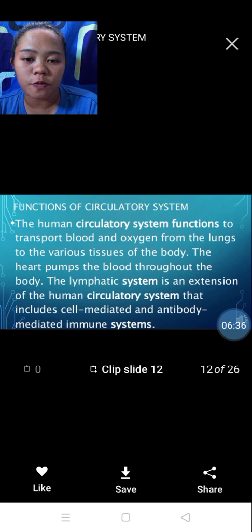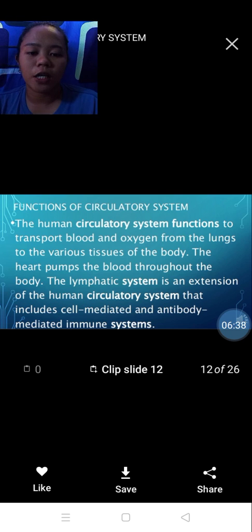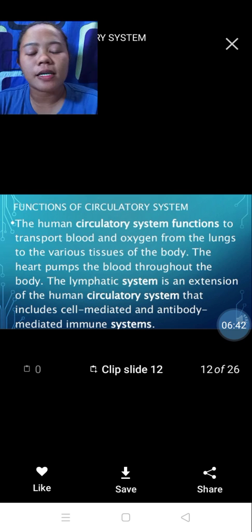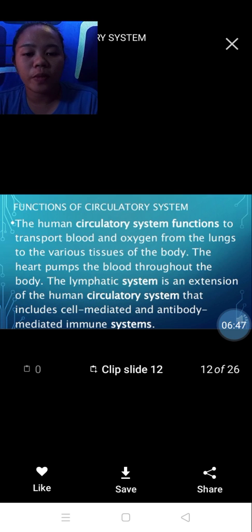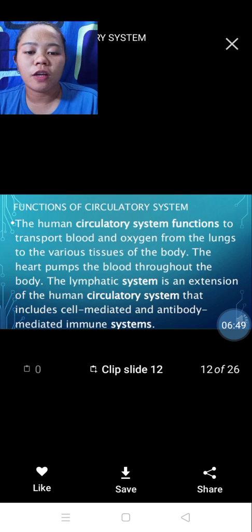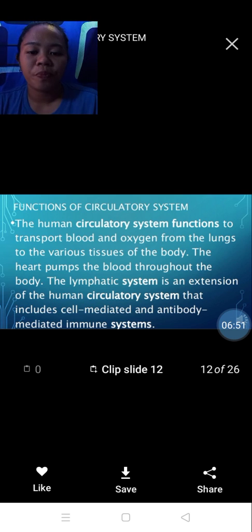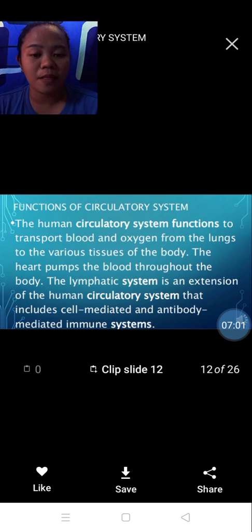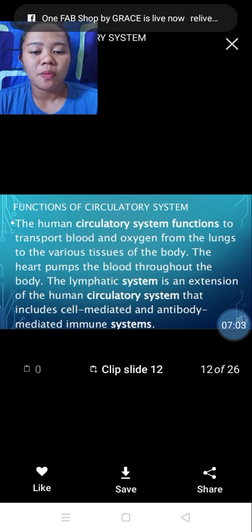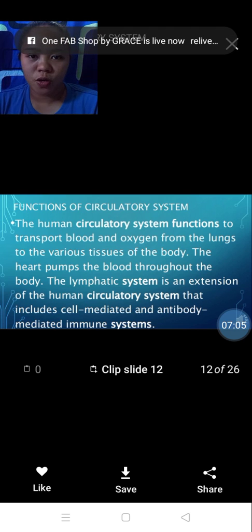So, the functions of the circulatory system. The human circulatory system's function is to transport, as I said lately, the blood and oxygen from the lungs to the various tissues of our body. The heart pumps the blood throughout the body, and the lymphatic system is an extension of the human circulatory system that includes a cell-mediated and antibody-mediated immune system.